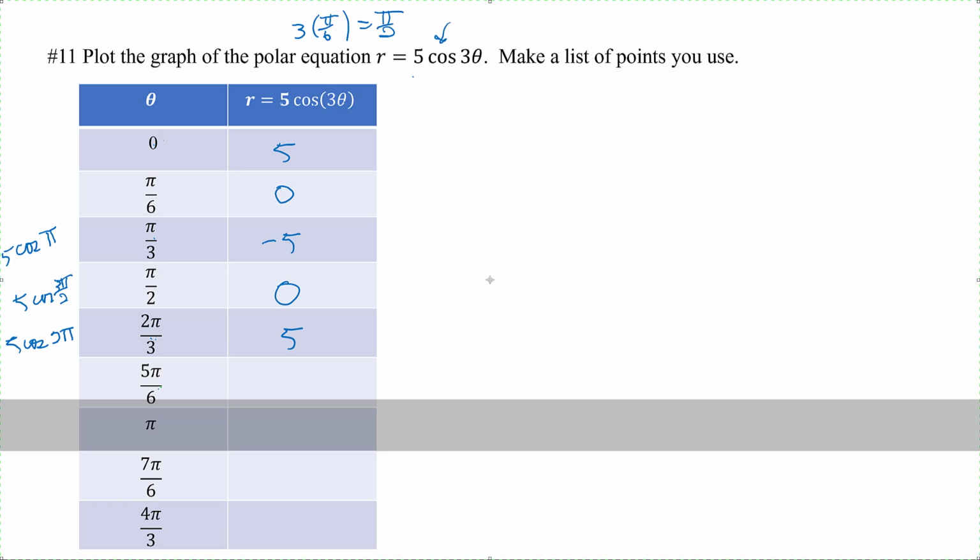For 5 pi over 6, 3 times 5 pi over 6, we're going to be taking 5 times the cosine of 5 pi halves.